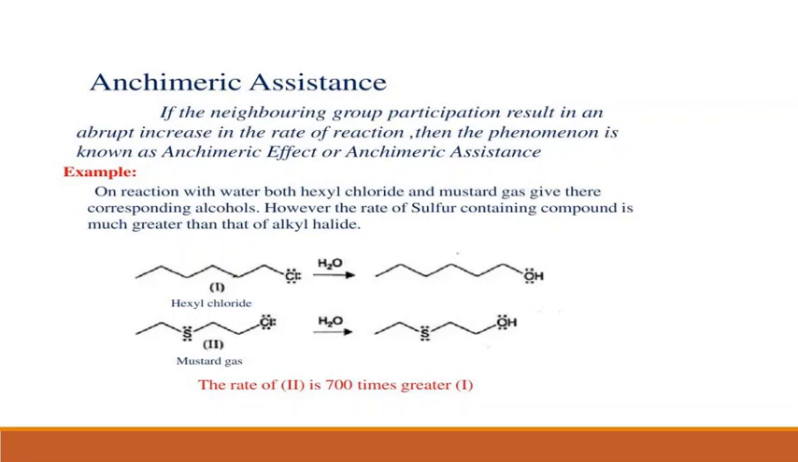Therefore, the mustard gas will undergo substitution reaction much faster than the hexyl chloride because hexyl chloride has no group to participate to facilitate the substitution process. Therefore, the rate of mustard gas reacting with water is found to be 700 times faster than that of hexyl chloride.